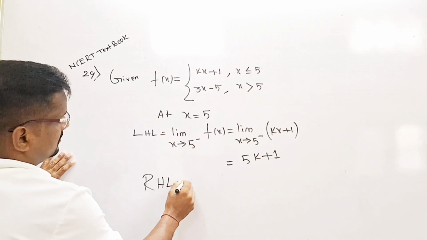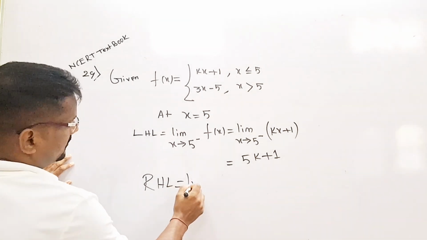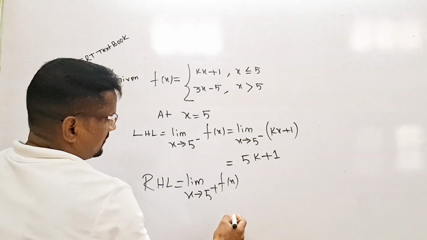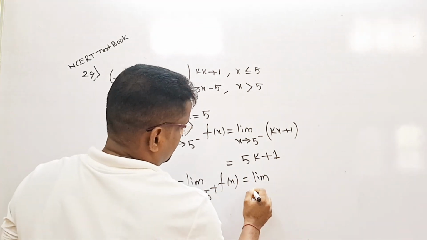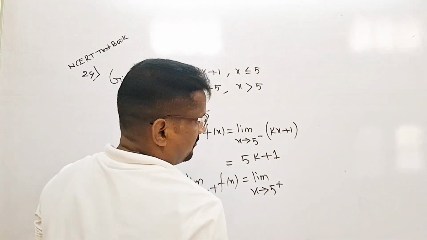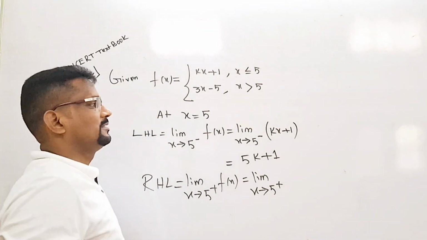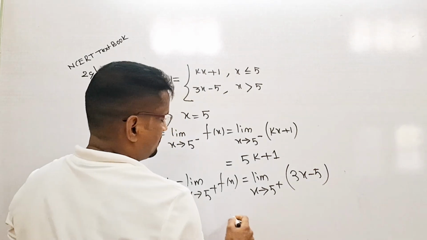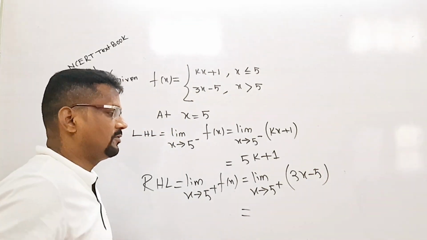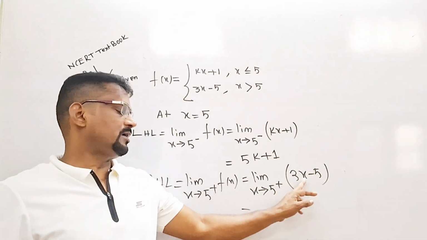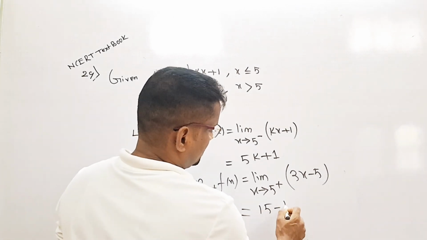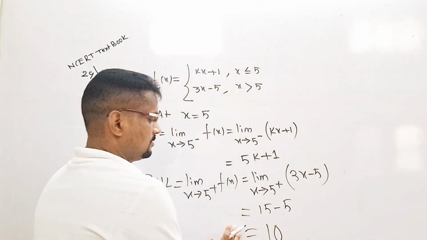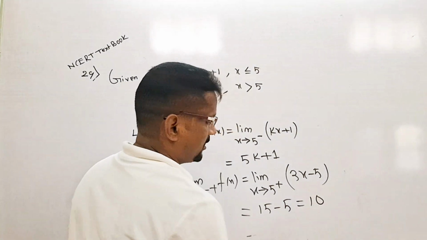RHL let us consider equal to limit x tends to 5 positive f of x, means x is greater than 5 this time. That's why for x greater than 5, it will be 3x minus 5. So let me write 3x minus 5 here. Then you see, if you take the limit, then 3 into 5, 15 minus 5, that is nothing but your 10. So RHL we have got equal to 10.